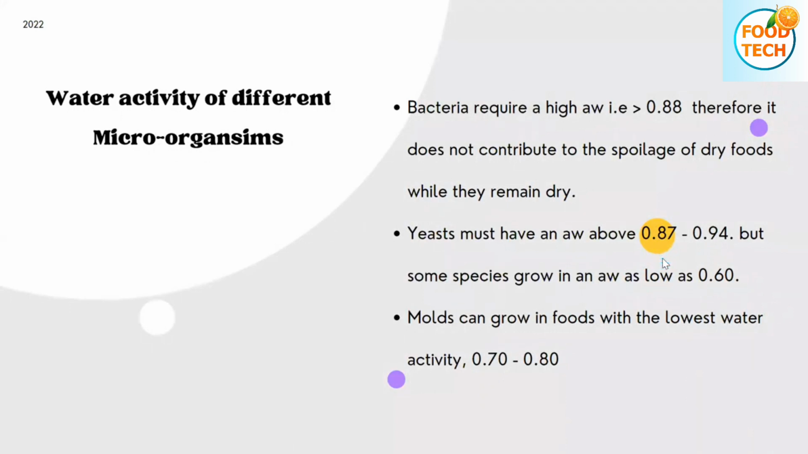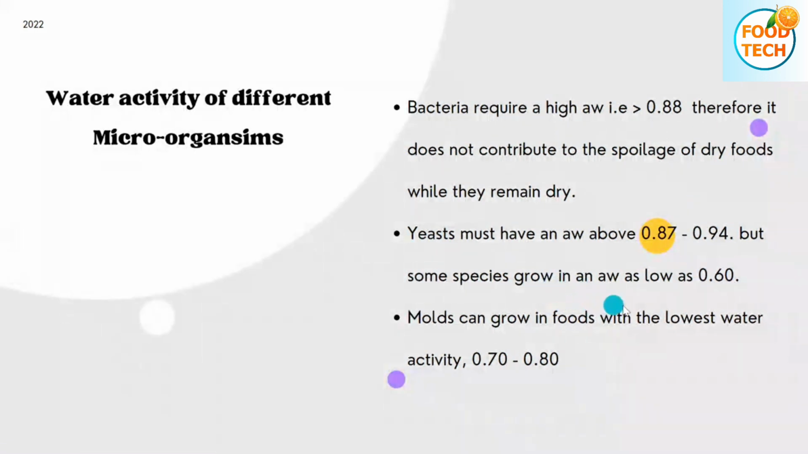I mean, they can survive even at the lowest water activity. If you see 0.87 to 0.94, but some species grow in water activity as low as 0.6. So you can imagine, 0.6 is nothing. I mean, there's hardly any water in that, right? So these are very, very notorious, as I mentioned.